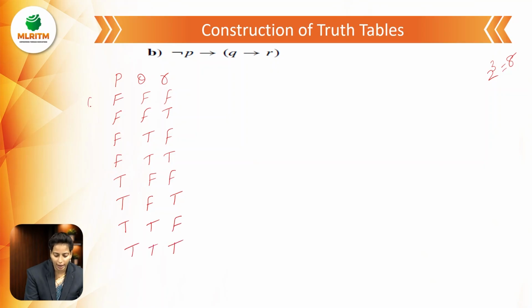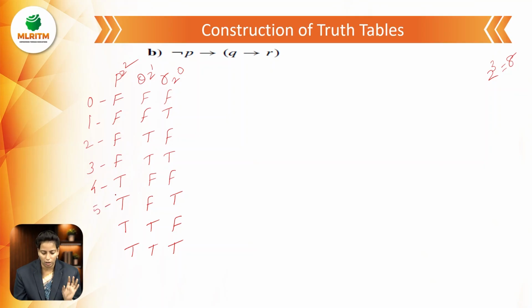All false indicates the number is 0. Next one, FFT indicates the value is 1. How to calculate this? 2 power 0, 2 power 1, 2 power 2, like this. What is the value of 2? True, false, true, false. Next, 3. The value of 3 is false, true, true. Next, 4. Value of 4 is true, false, false. Next, 5.